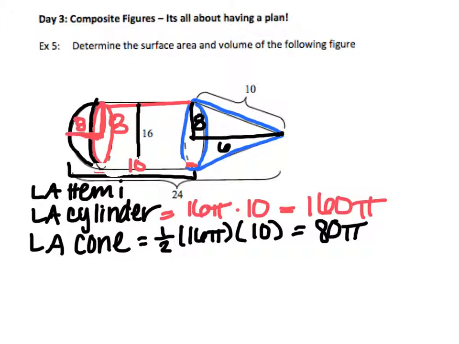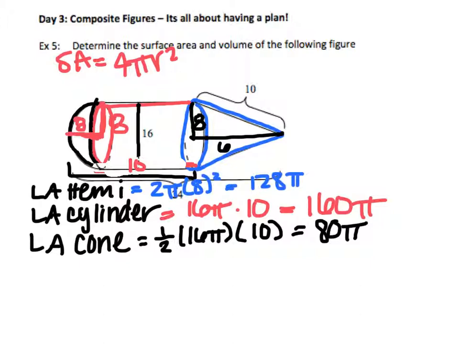All right, last but not least, your hemisphere. Remember, your hemisphere formula is 4 pi r squared for surface area. But I have half of it, and so I'm going to cut that in half, so 2 pi r squared. And I'm not going to include the base because it's hidden. So this is just going to be 2 pi r squared. So this is 128 pi. So then if I add all 3 of those parts together, 128 plus 160 plus 80, I'm going to get 368. And that would be my surface area.